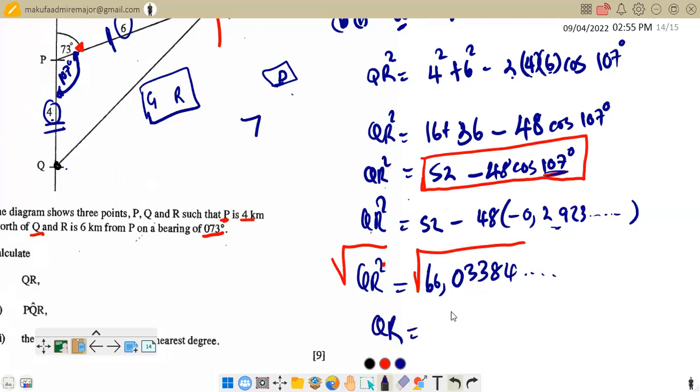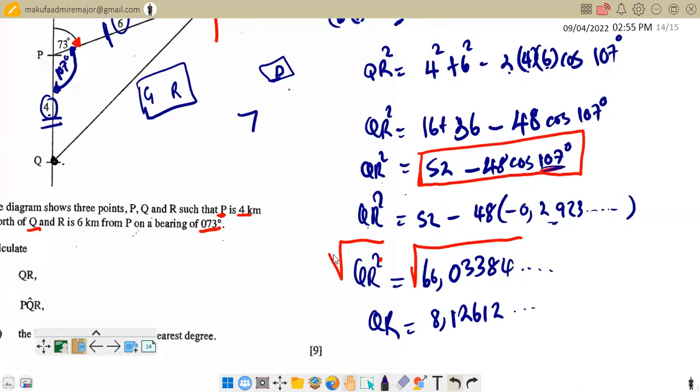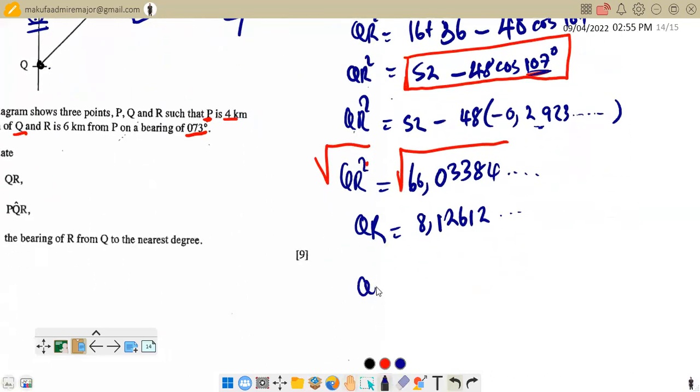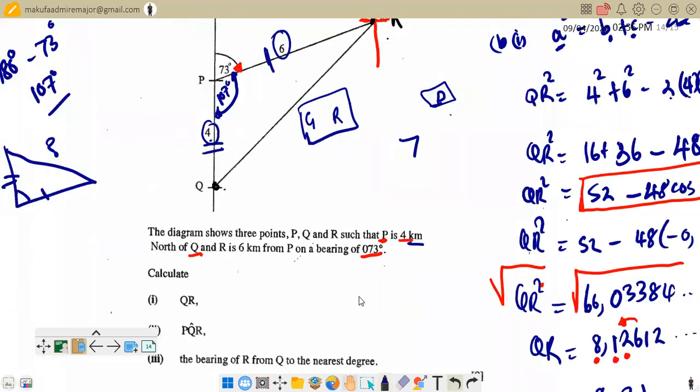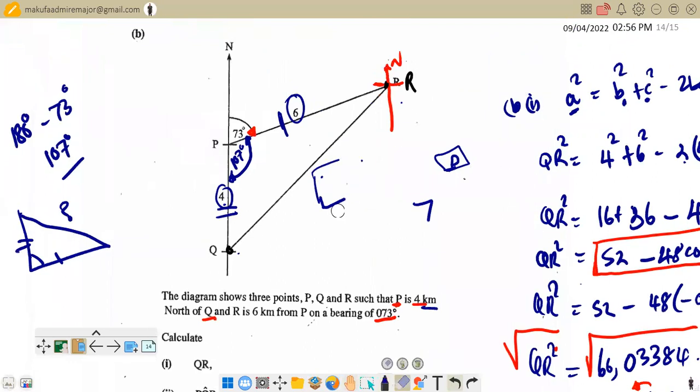So QR is equal to the square root of this is going to be 8.12612, something like that, up to the last digit. And remember your degree of accuracy, guys. Whenever it is not specified, leave your answer to 3 significant figures. Okay, so that's what you're going to have. So to 3SF, I'm going to have 1, 2, 3. So this 6 is bigger than 5, so it can round off this 2 into 3. So it's going to be 8.13. The units here, we've got kilometers, so it is going to be kilometers. So that's our QR in this case, which is 8.13 kilometers. All right, so that's what you're having here.